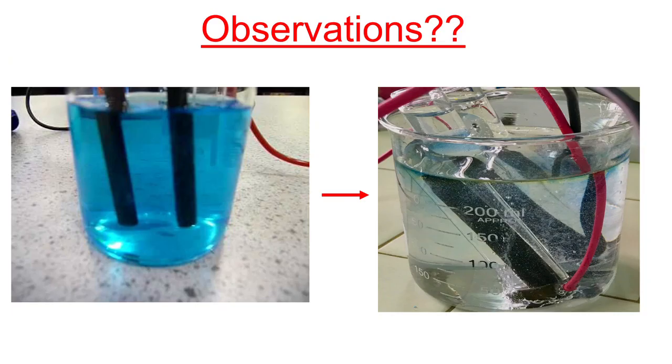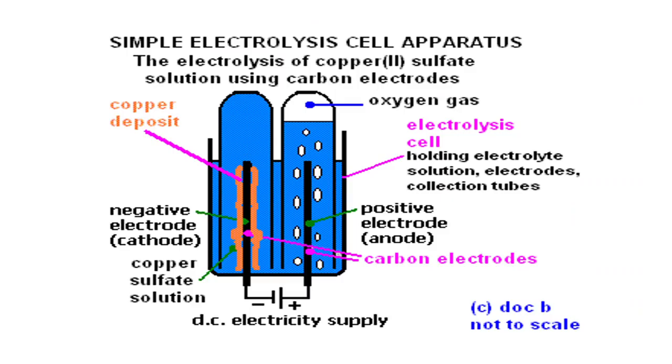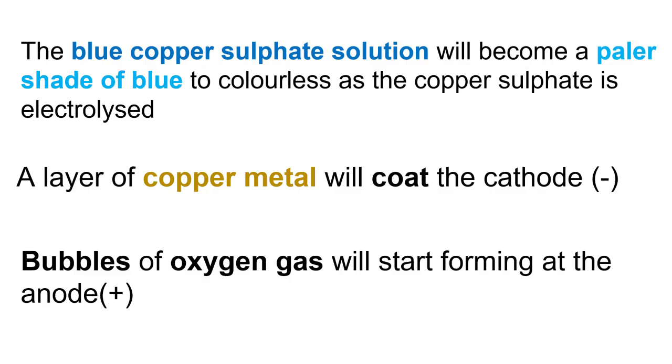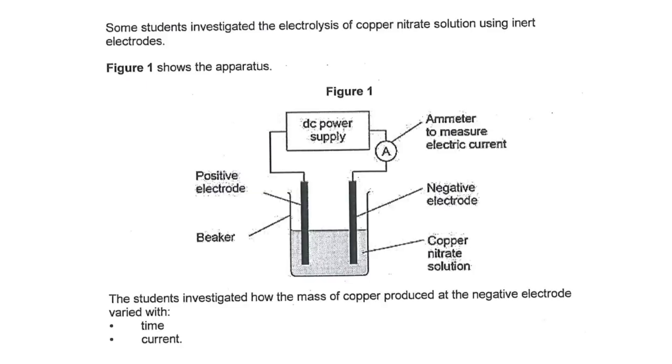What would you observe? Well, you would observe the blue turn colorless because the copper ions are being discharged to copper metal. So the blue copper sulfate solution will become a paler shade of blue to colourless as the copper sulfate is electrolyzed. A layer of copper metal will coat the cathode, you'll see that. And finally, you will observe bubbles of oxygen gas forming at the anode. That's because the hydroxide ions are being oxidized.